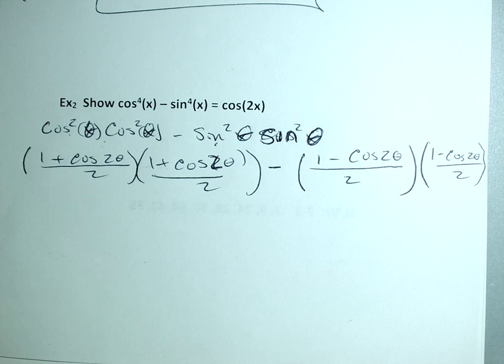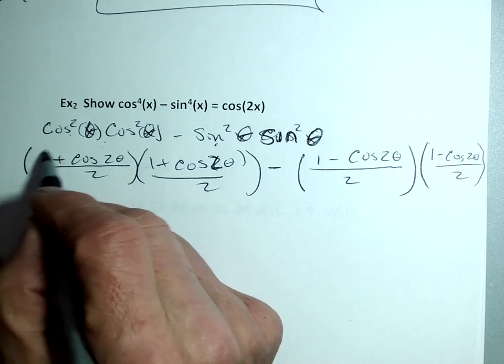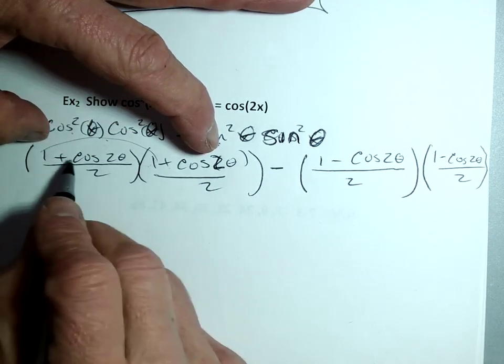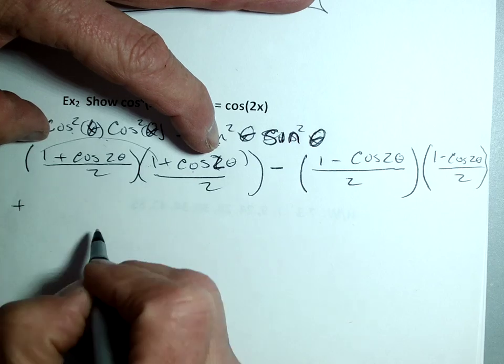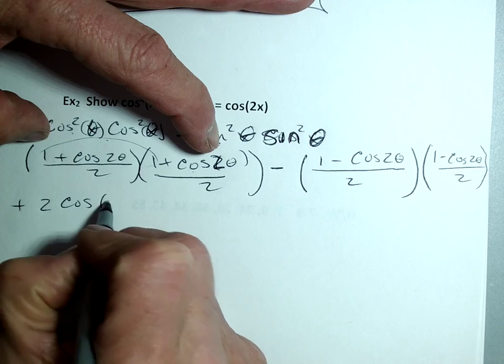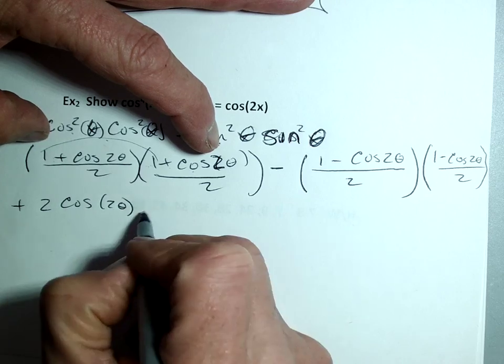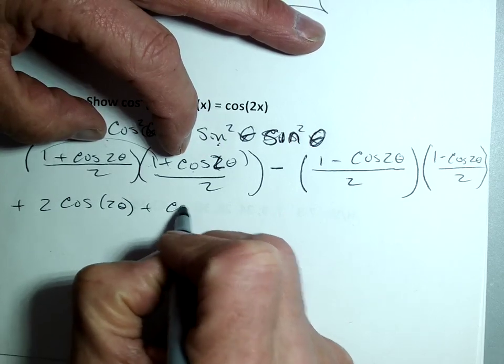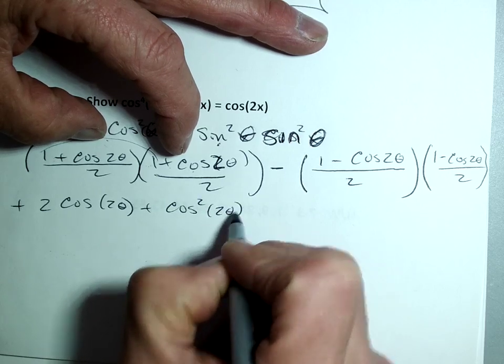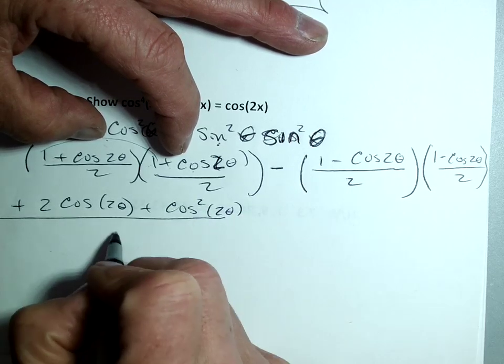So if I do a big old FOIL problem, I'm going to go 1 times 1 is 1. And I'm going to shortcut this because that makes 2 of those. You guys okay with 2 of the cosines of 2 theta? And then plus a cosine squared of 2 theta, all over 4. Okay?